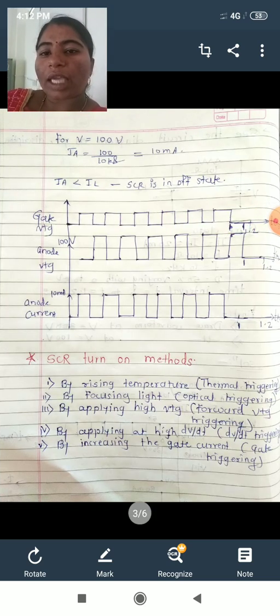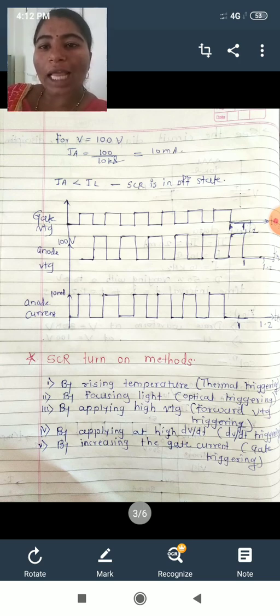Now the second thing, we have to draw the waveform for V equal to 100 volt. First of all, calculate the anode current. Anode current is nothing but voltage upon resistance. Voltage is 100 volt and resistance is 10 kilo ohm. From this we can calculate the anode current, that is 10 milliampere.